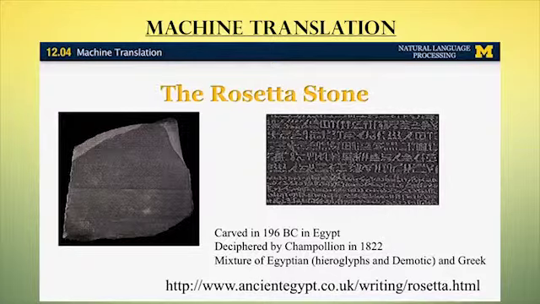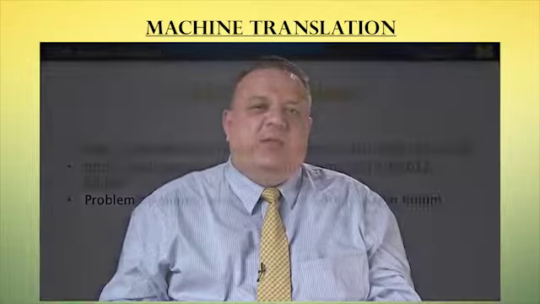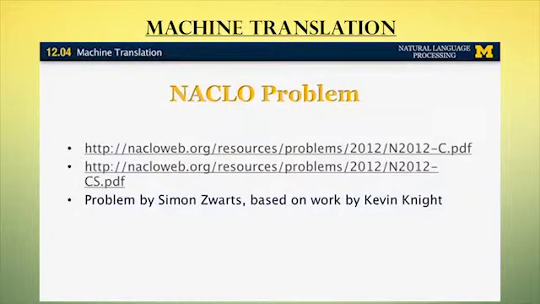So if you're interested in the Rosetta Stone in more detail, you can go to this website and look at the entire text and the alignments. So here's a NACLO problem that is very similar to the Rosetta Stone. In fact, this category of problems in NACLO is called the Rosetta Stone problems. It was written by Simon Schwartz based on work by Kevin Knight.